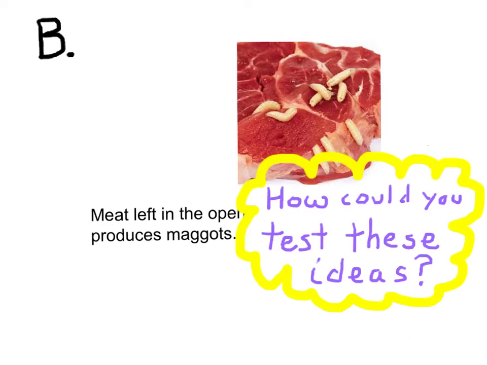Now, we think these ideas are ridiculous. We know that that is not really true. We can't make mice from underwear, and we can't make maggots from meat. But the question I put to the students was, how could you test these ideas scientifically?